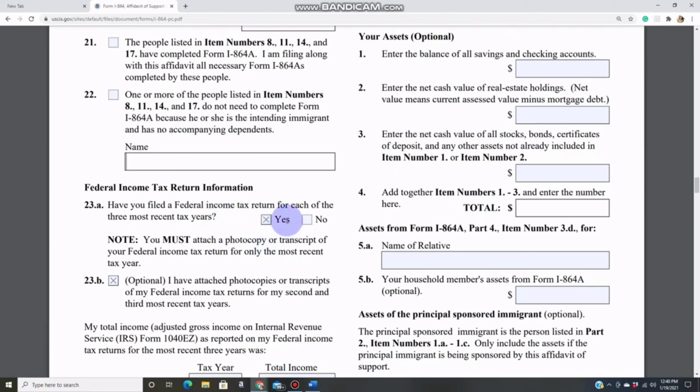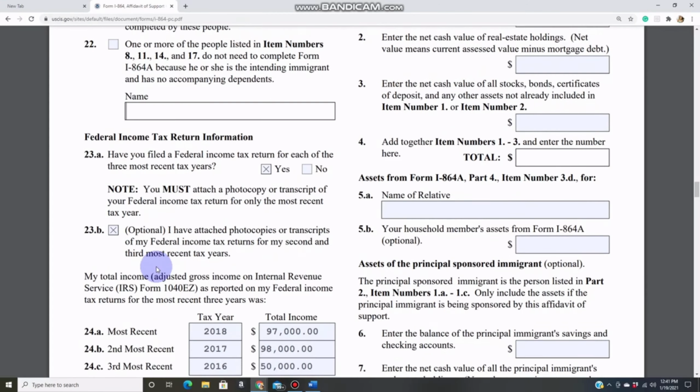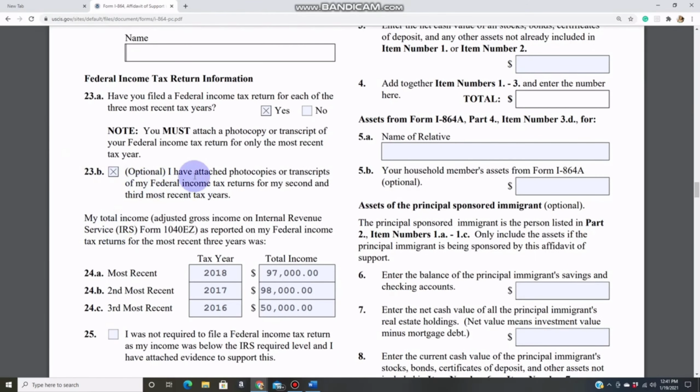Okay, so I will take yes. But if you think no, you must attach a photocopy or transcript of your federal income tax return for only the most recent tax years. Number 23B, optional: I have attached a photocopy or transcript of my federal income tax return for my second and third most recent tax years.